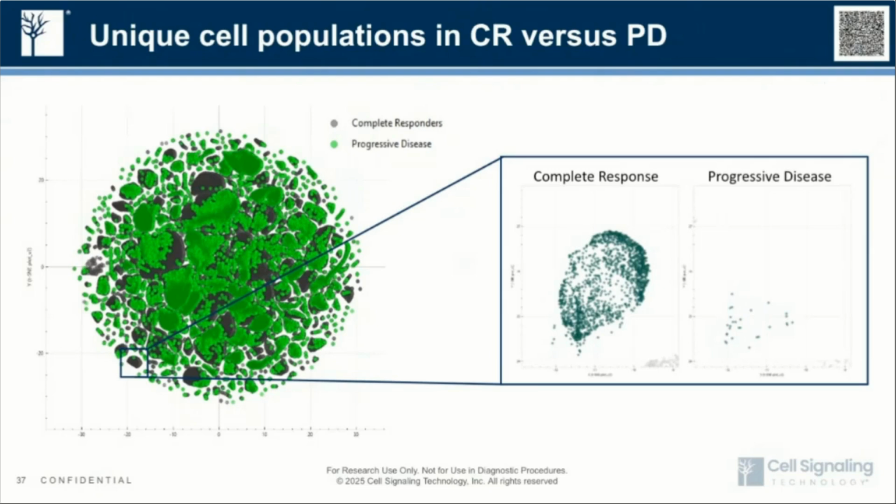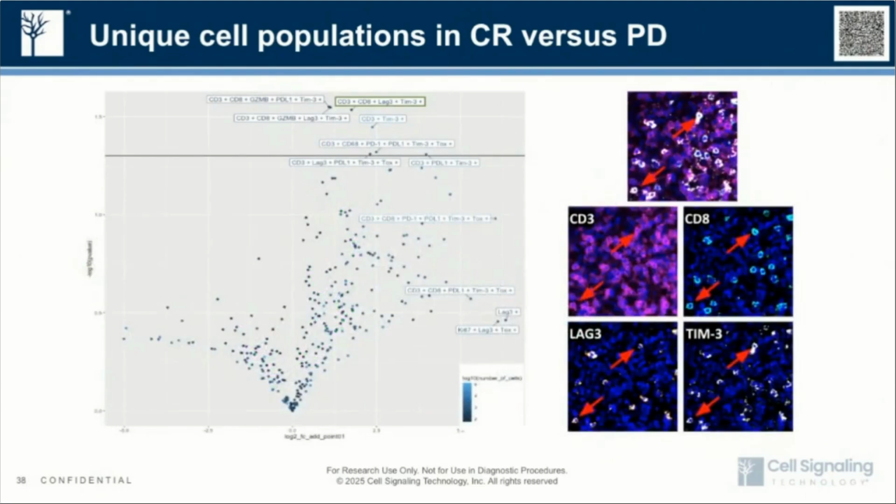When I zoom in, you can see that there are very few of these cells present in progressive disease, whereas the complete response has a large cohort of them. We then did a volcano plot to better understand which of these populations were much more present, but also significantly more present. The p-value is shown on the y-axis, while the fold change is shown on the x-axis. You can see several populations of cells, all of which are T cells in different states, that are either very highly different or have a higher significance between the two cohorts.